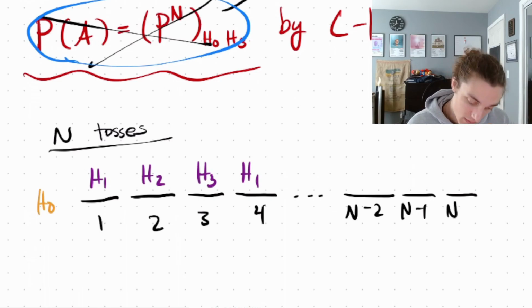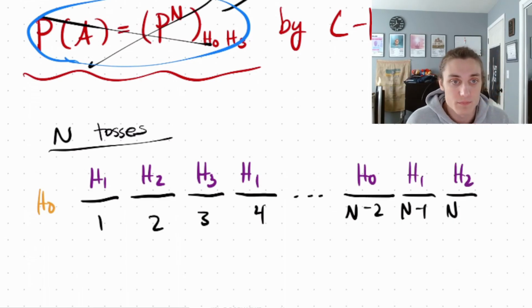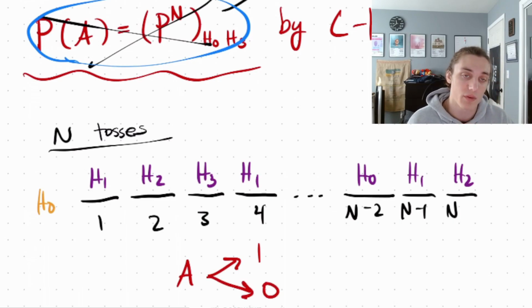N tosses. Now let's say we end up in H0, H1, H2. Think about this series of trials, this one realization. Is it a success for event A or a failure for event A? Event A being a series of 3 heads appearing in these tosses.